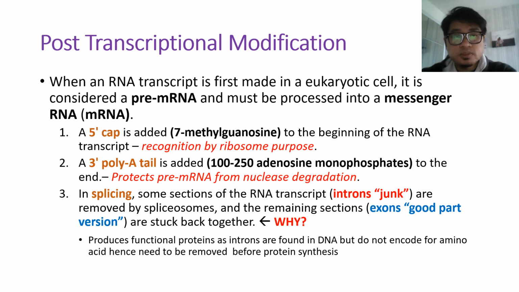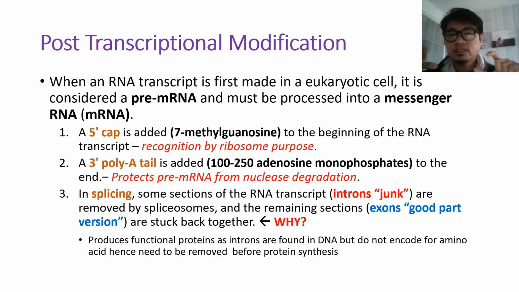Now we move to the post-transcriptional modification. What is post-transcriptional modification actually? It's a process where the RNA transcript first made in eukaryotic cells is considered a pre-mRNA and must be processed into messenger mRNA. In this process, three different steps happen on the mRNA. If you have the mRNA from 5' to 3', on the 5' cap, 7-methylguanosine is added at the beginning of the RNA. This is important for recognition by the ribosome.